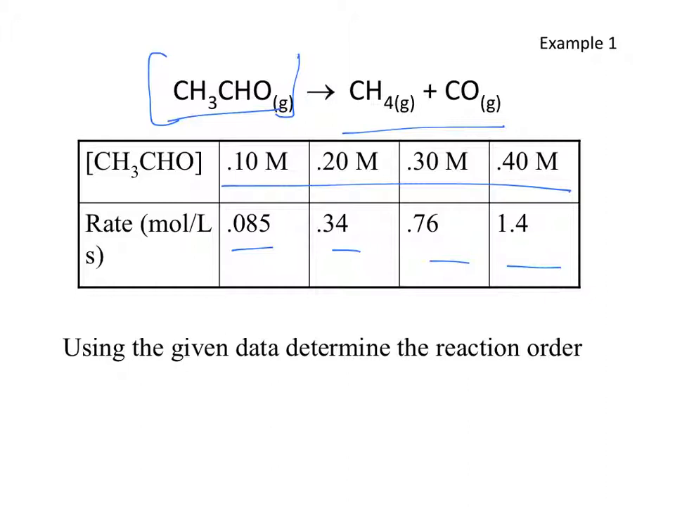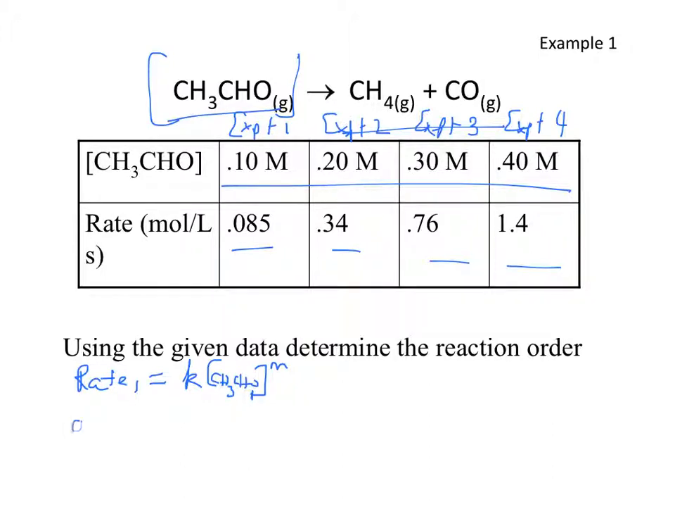In a situation like this, you can pick any two experiments. So let's say this is experiment 1, this is experiment 2, this is experiment 3, this is experiment 4. I pick, let's say, rate 1 is k times the concentration of acetaldehyde, CH3CHO, raised to the power of m. So I'm going to say that rate is 0.085 moles per liter per second, equal to k. Concentration is 0.1 moles per liter because it's molar, and m is what we are trying to figure out. So that can be said for experiment 1.